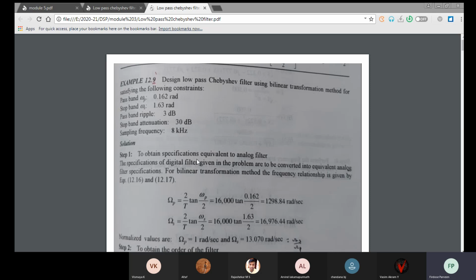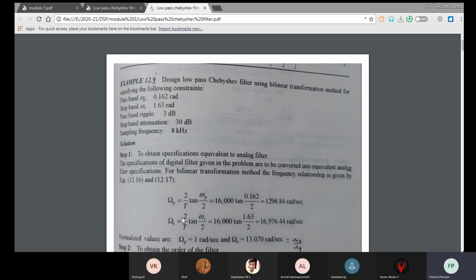To obtain specifications equivalent to the analog filter, the specifications of the digital filter given in the problem are to be converted into analog filter specifications, using the bilinear transformation method. For bilinear transformation, we know the relationship omega p is equal to 2 by T tan of Wp by 2. So what you will be getting is 1298.84 radians per second.